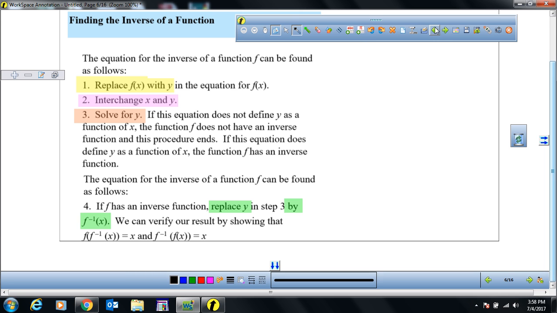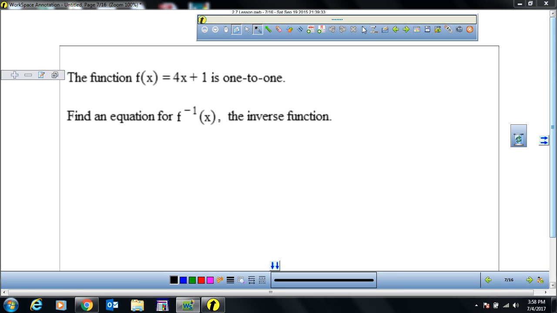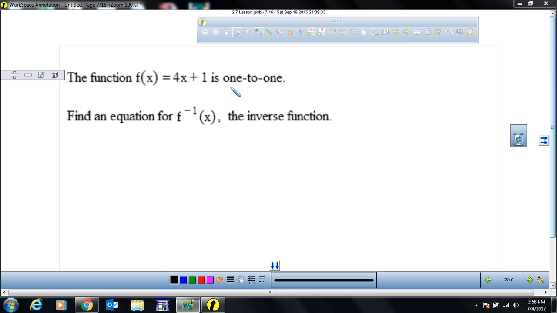Okay. Let's go ahead and start off with this function right here. The function f of x equals 4x plus 1 is 1 to 1. Now when I say 1 to 1, I just want you to know that that means that every x has one y and every y has one x. And this has a meaning.